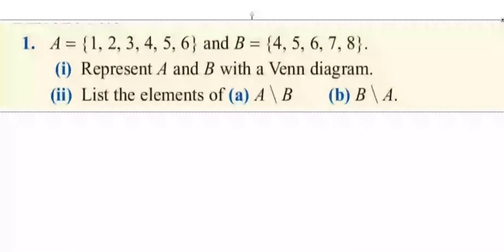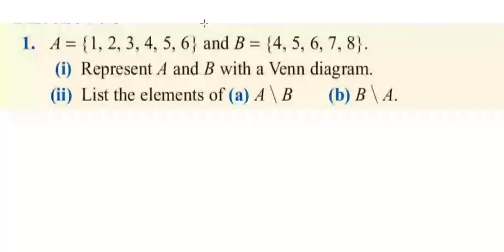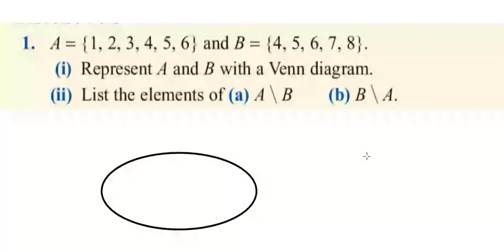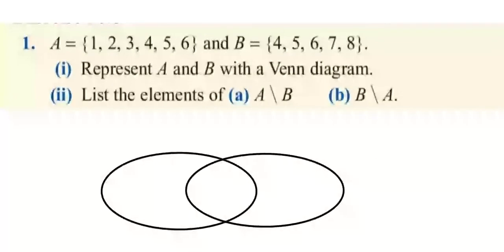We have two sets A and B, and we're going to represent them with a Venn diagram. So we get our two ovals as shown, 1 and 2, call them A and B respectively. Now, what do they have in common? I always start off in the middle. What do we have? We have 4 and 5.